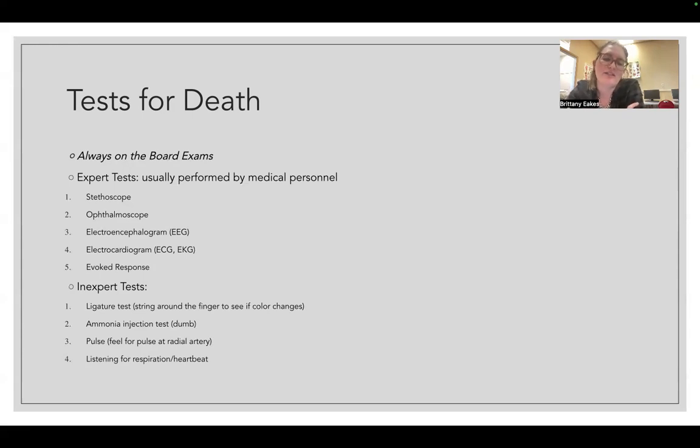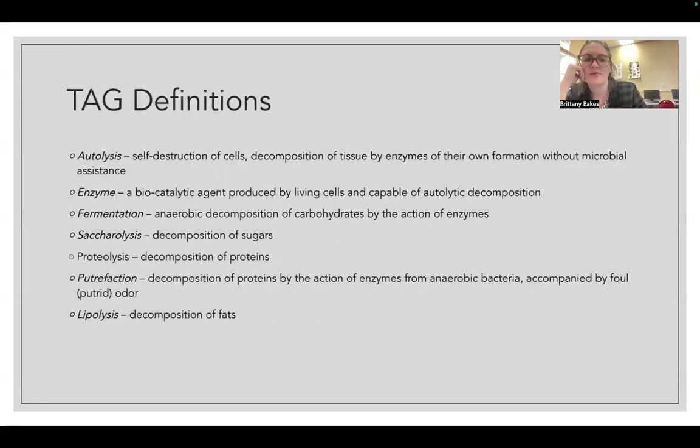Inexpert tests can be disproven or are not reliable. The ligature test is where you tie a string around the finger to see if color changes. Ammonia injection is something that can be done where you inject ammonia into the skin and see if there's a color change. Pulse is not reliable because it could be slowed to the point where you can't pick it up. You'd have to use a machine. And listening for respiration or heartbeat is not reliable.